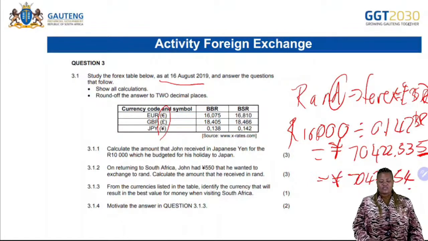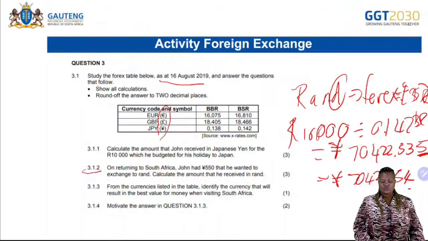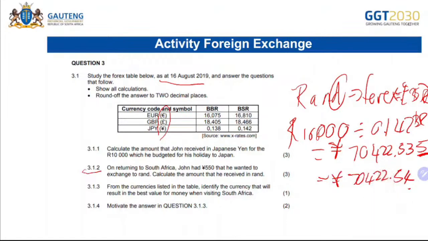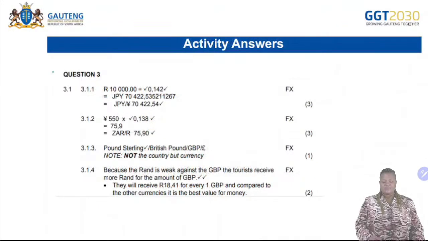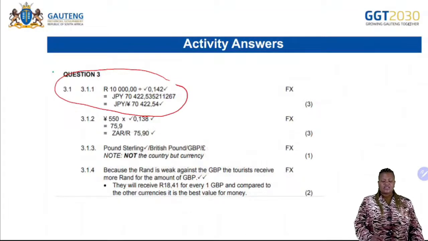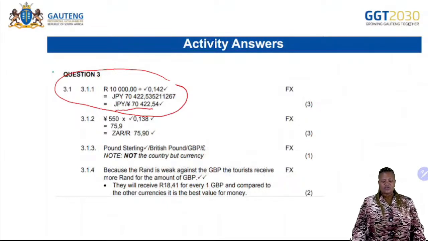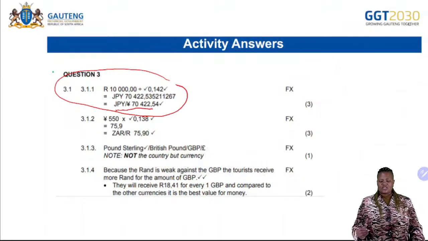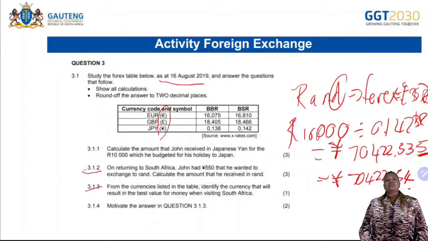So given that now you have got the swing of things, you would be able to attempt 3.1.2 and 3.1.3. So I'm just going to move here. When we look at this particular question, 3.1.1, the one that I did, marks will be awarded in this manner for knowing that you need to divide, for using the correct exchange rate, and also for giving us the answer that is rounded off.